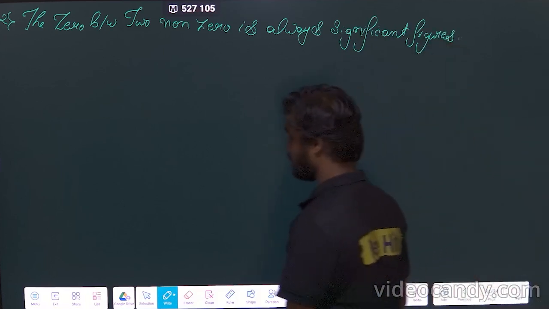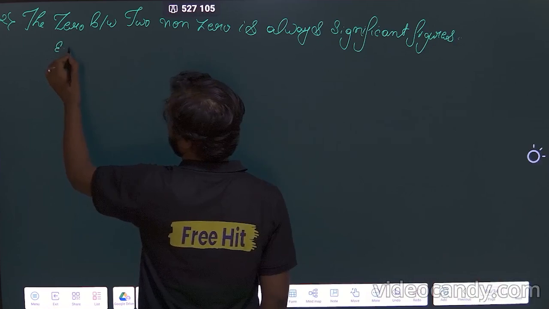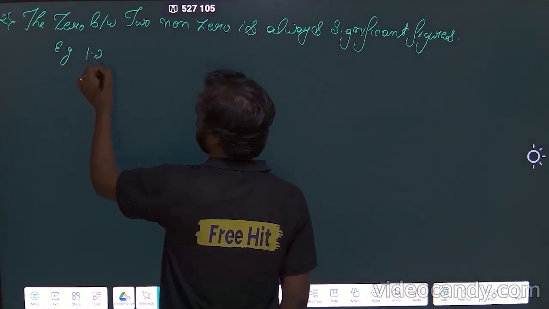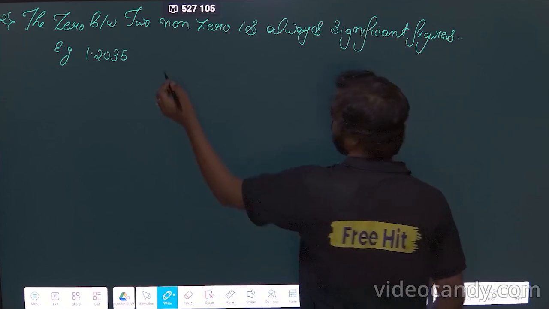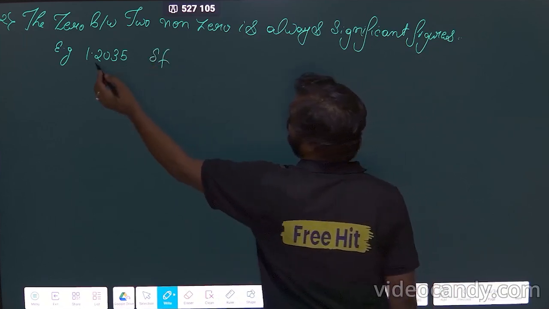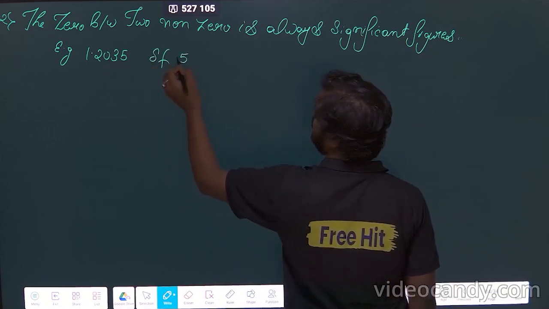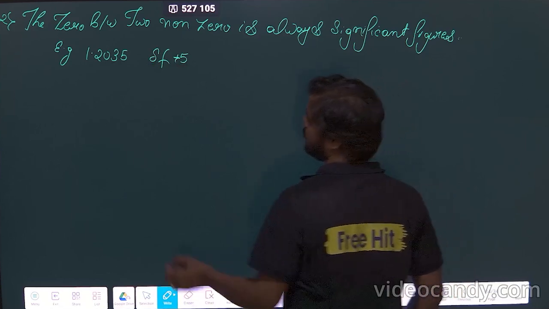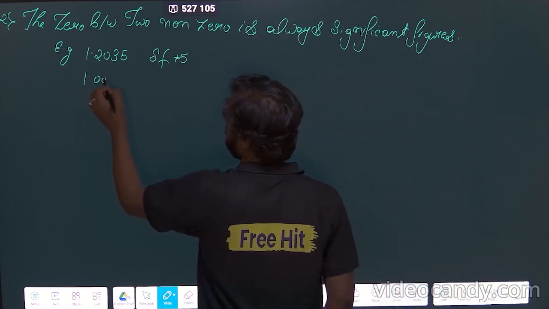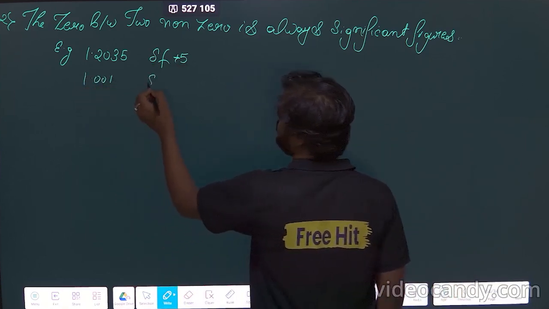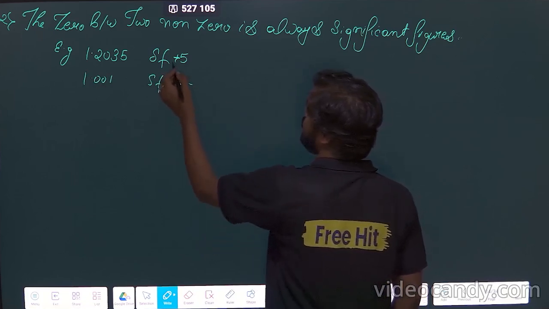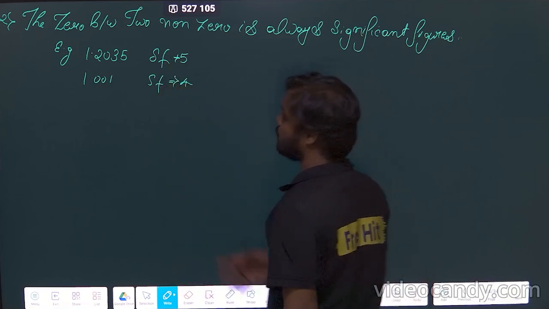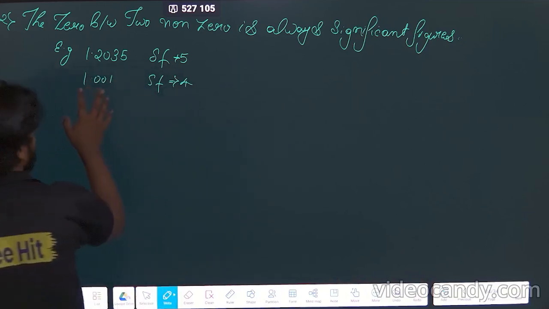For example, 1.2035. Okay. So here how many significant figures are there? 1, 2, 3, 4, 5. So there are 5 significant figures. Okay. Similarly, 1.0001. How many significant figures? It is 4 significant figures. So you have to count the zero between the two non-zero elements. That is a significant figure.